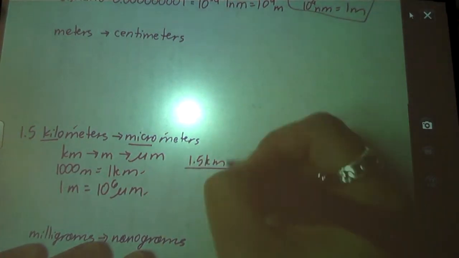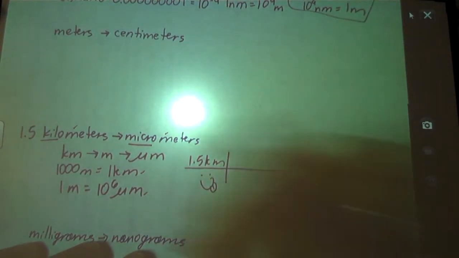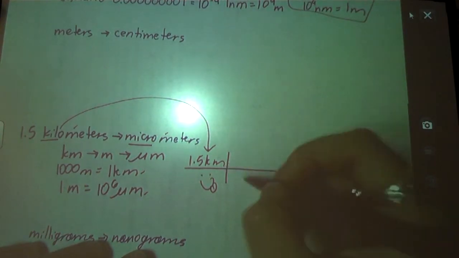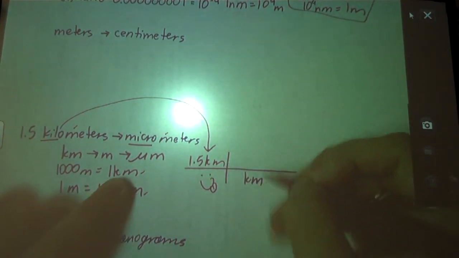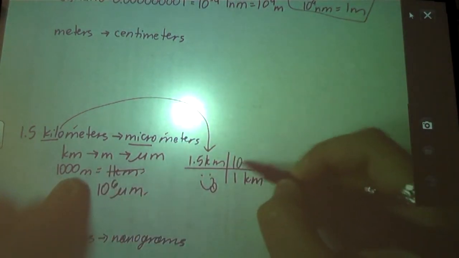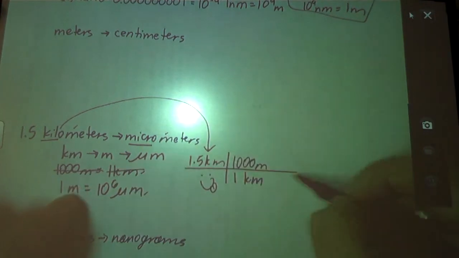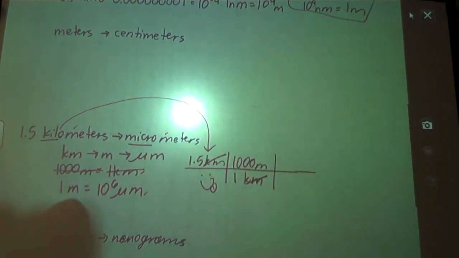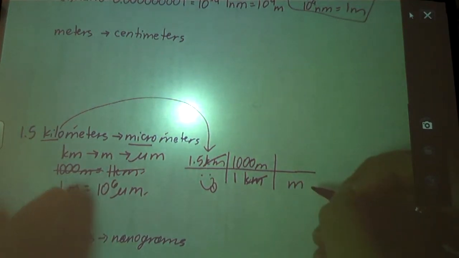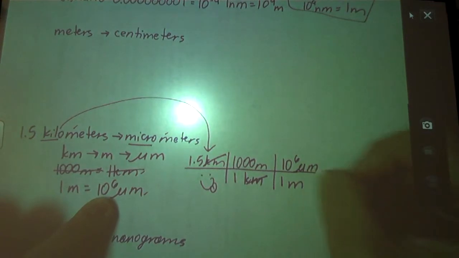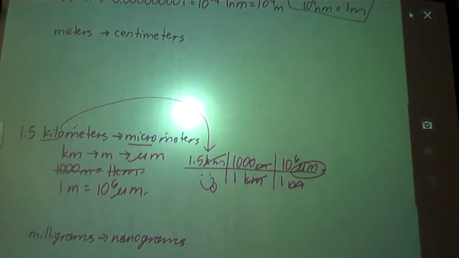1.5 kilometers. Thing they gave me goes far left. I want kilometers to cancel, so they must appear on the bottom. How many kilometers, you asked? 1 kilometer, in fact. 1,000 meters goes on top. I'm in meters. Don't want those. I want micrometers. So meters must disappear. How many meters? 1. Puts 10 to the 6th micrometers on top. Meters cancel. Hey, look at that. I'm left with the unit that I was after.